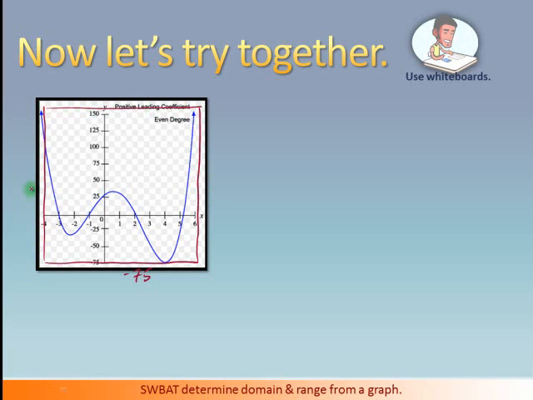When there's no finite value, it's infinite. This would be negative infinity, positive infinity, and then positive infinity. Going horizontal is your domain. Going vertical is your y, or output. That's your range. Hopefully you're getting the hang of it.